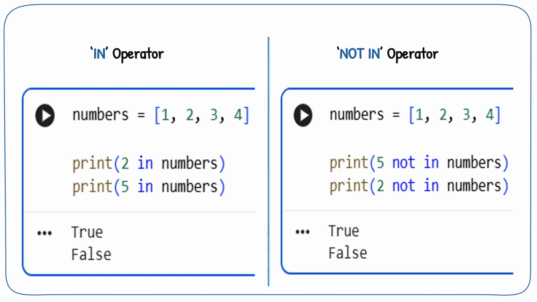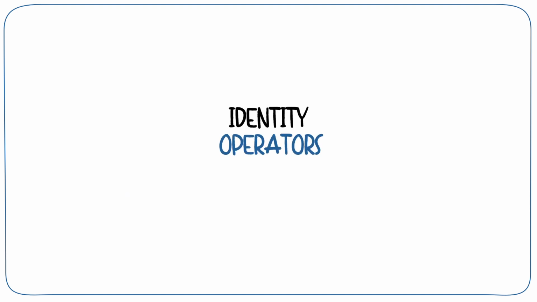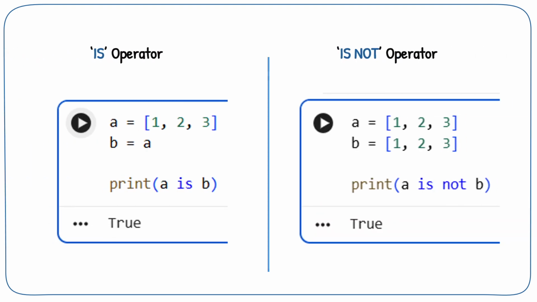Now, we will be discussing the identity operators. These operators compare the memory location of two objects to know if the two objects are the same or not. The memory location of an object can be seen by using the function called id. There are two identity operators, which are is and is not. The is operator is used to compare whether the two objects are the same or not. It will internally compare the identity of the two objects and give the result as true or false depending on the similarity. The is not operator, on the other hand, gives true if both the objects are not the same and false if both the objects are the same.